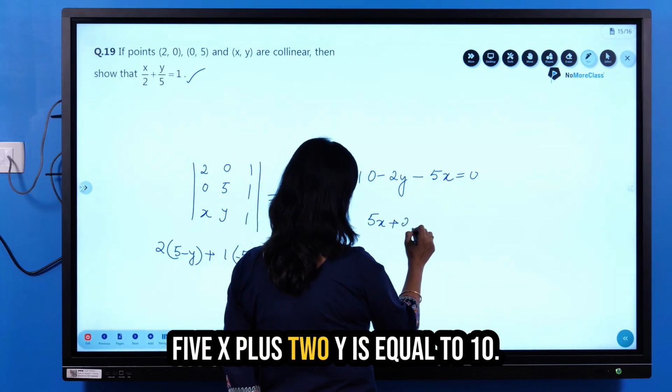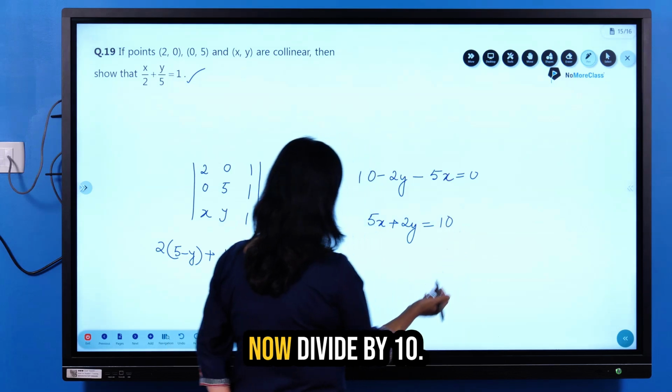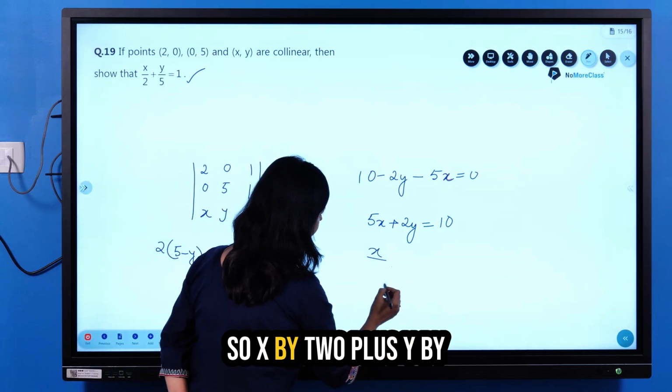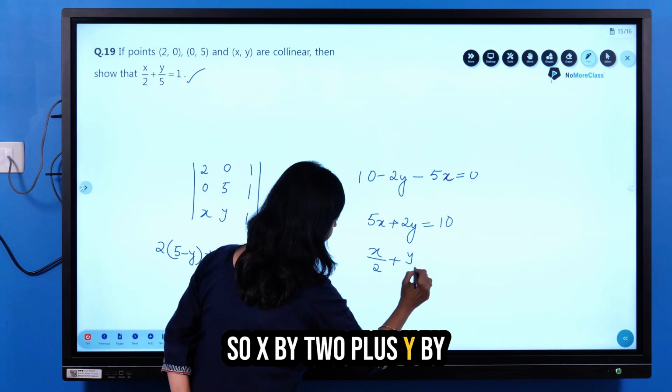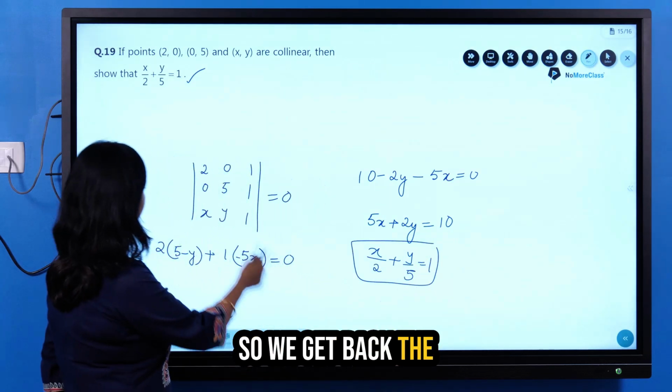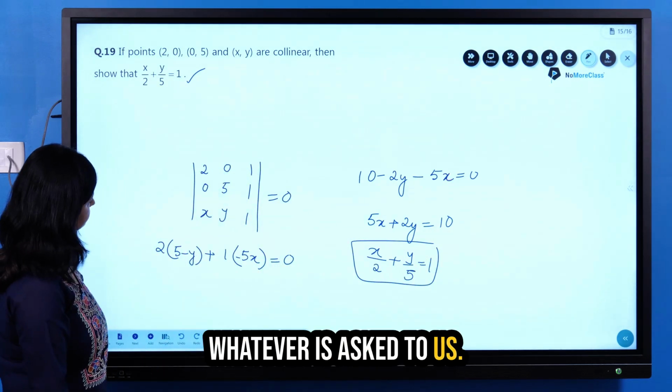5x plus 2y is equal to 10. Now, divide by 10 and we get this. Divide by 10. So, x by 2 plus y by 5 is equal to 1. So, we get back whatever is asked of us.